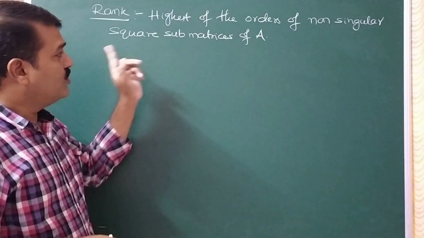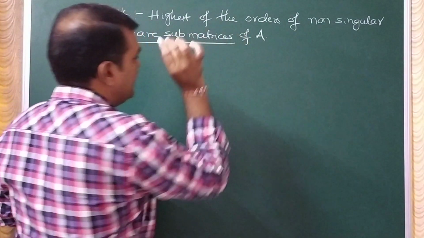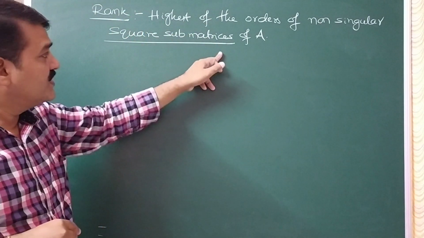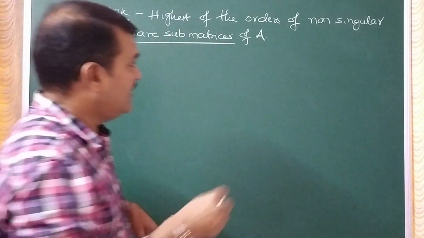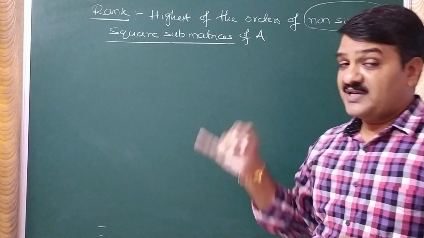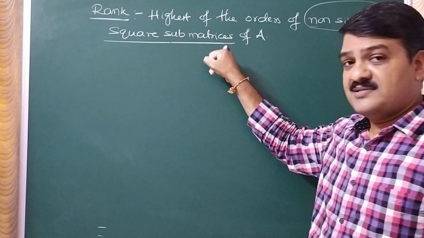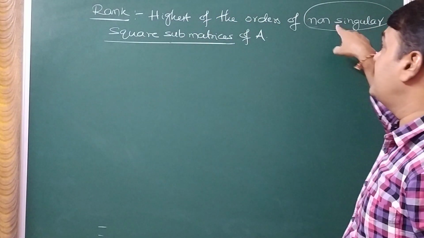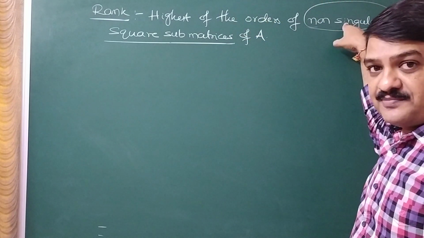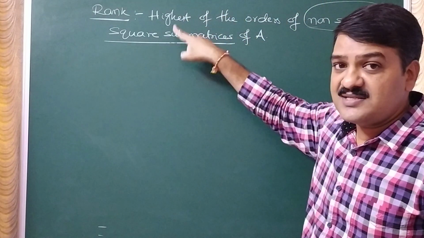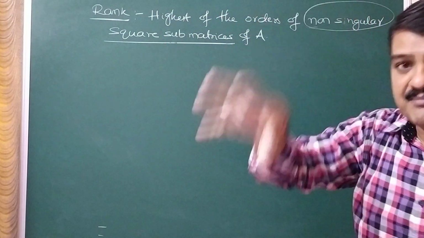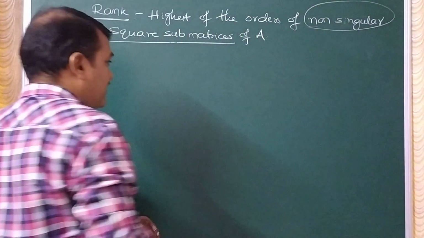See, you have to take square submatrices of A. You are allowed to take only square submatrices. Among the square submatrices of A, you have to see only the non-singular ones. First, you take only square submatrices. Second, those must be non-singular, which means those must have determinant not equal to 0. So among the non-singular square submatrices, the highest of the orders will be called the rank.